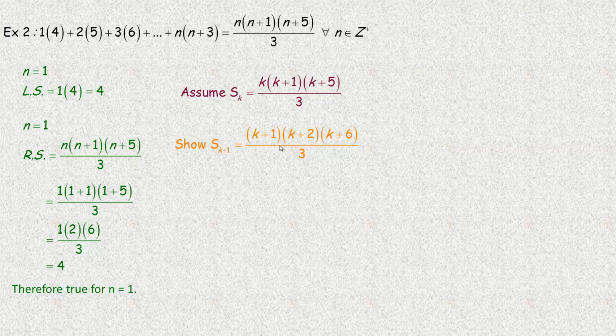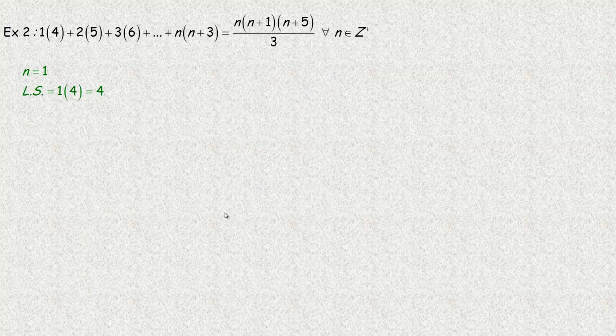So to do this, we use the idea that the sum of the first k plus 1 terms is the sum of the first k terms plus that last term. I'm going to go back to the first page for a moment to show what that looks like. This is the sum of the first k terms, and if I add to that the next term, I get the next sum.